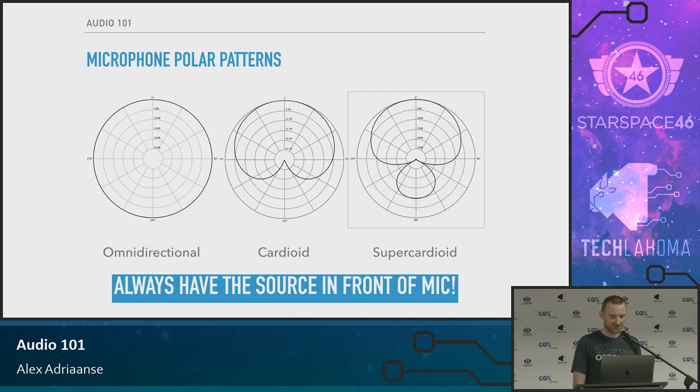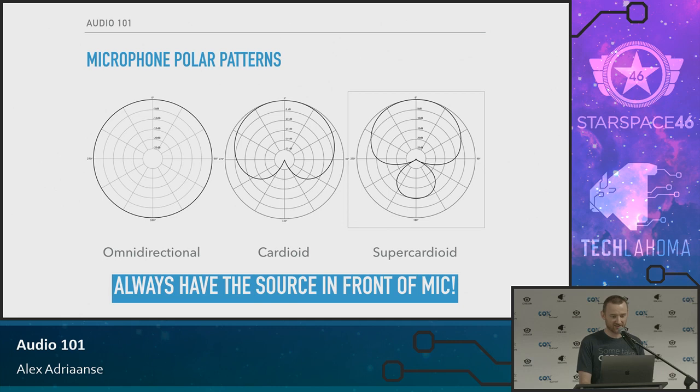Okay, one other thing, polar patterns. Microphones have a specific pattern of directions that they pick up sound from. So you may have an omnidirectional microphone that picks up sound from any direction. The sound could be coming from behind the mic, from the sides, and it'll just pick it up equally.